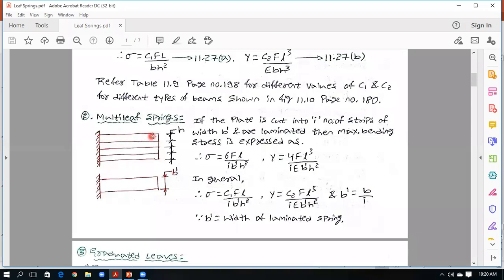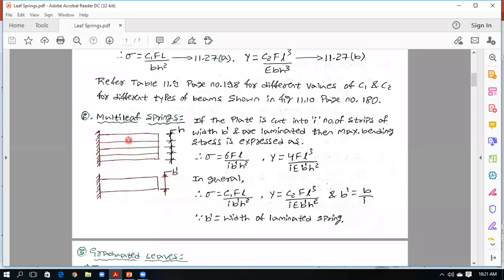Here you can see that if this is a plate, it is cut into a number of strips. That we'll call it as I. I is nothing but the number of strips, which is having a width. The width of that we are going to call B dash. B dash is nothing but the width of the laminated spring. Laminated is nothing but placing the plate one above the other. That is called lamination.